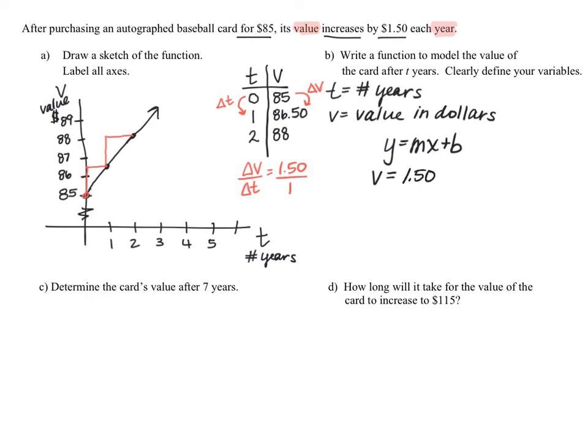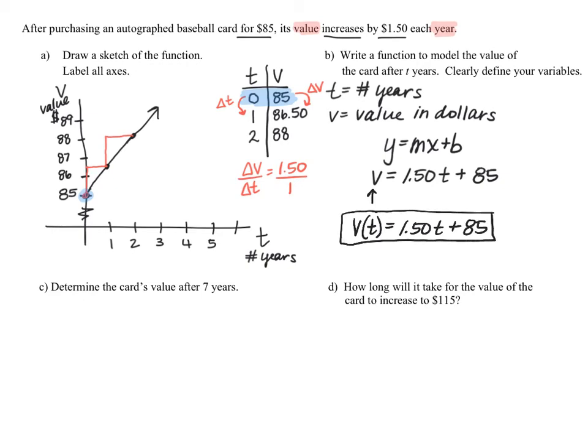And rather than using X, remember my input variable was T for the number of years, plus my initial value. So looking in my table here, when time was 0, my value was 85. And on my graph, that's my y-intercept, or in this case, my v-intercept. So that's going to be 85. And to use function notation, rather than writing v, we can write v of t, meaning the value is a function of time. So that would be even more precise. My function or my equation would be v of t equals 1.50 t plus 85.